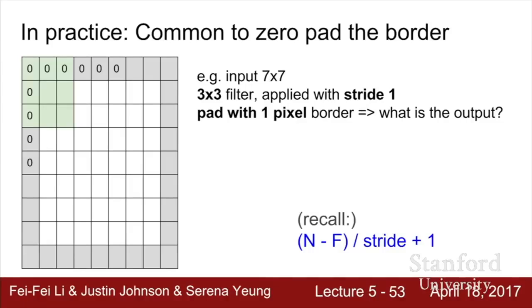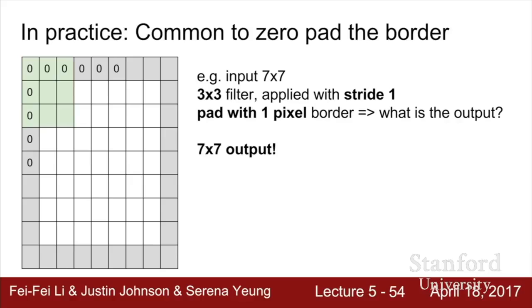So remember we have this formula from before. If we plug in n is equal to 7, f is equal to 3, and our stride is equal to 1, 7 minus 3 is 4, divided by 1, plus 1 is 5. This is what we had before. So we actually need to adjust this formula a little bit, because this formula is for the case where we don't have zero padded pixels.